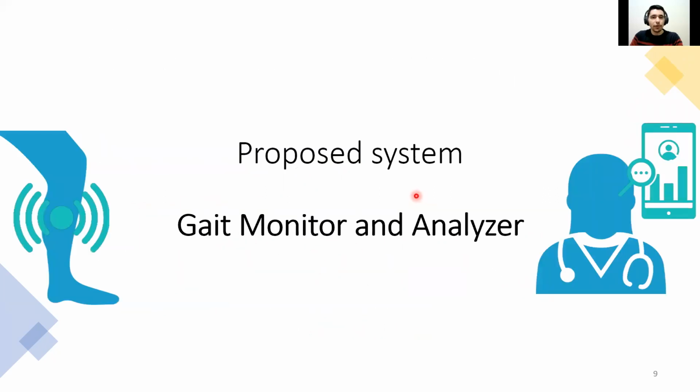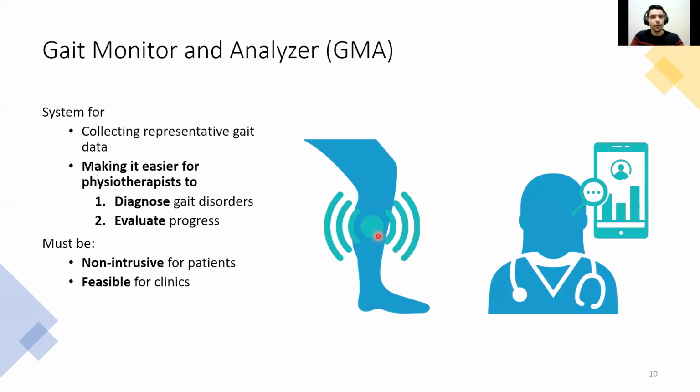So now that we've presented the methods, we can present our proposed system, which is the Gait Monitor and Analyzer. It is a system for collecting representative gait data because the patient wears a prototype outside of the laboratory. They go about their daily lives. And the goal is to make it easier for physiotherapists to first diagnose gait disorders and then evaluate progress. And the system must be non-intrusive for patients since they wear it during their day.